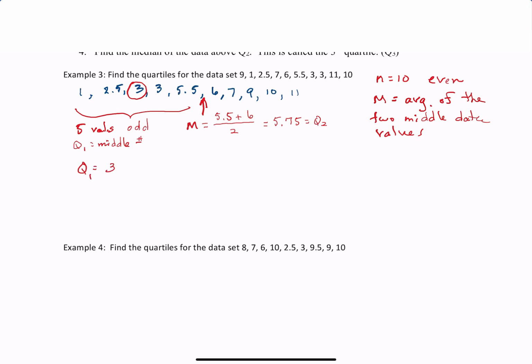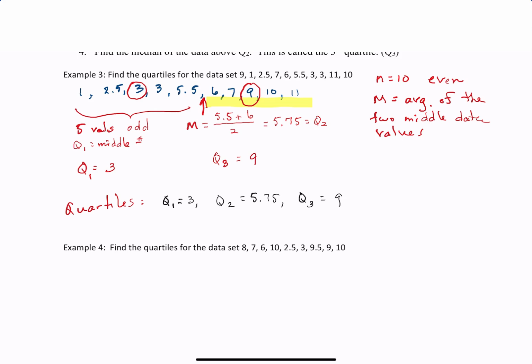Then we do the same thing for the upper half of the data set. And once again, there's 5 numbers in there. So the median of that set of numbers is the middle number, which is 9. So our Q3 is 9. So the quartiles are, just to write this out in a nicer order, Q1 is 3. Q2 was 5.75, and Q3 is 9.